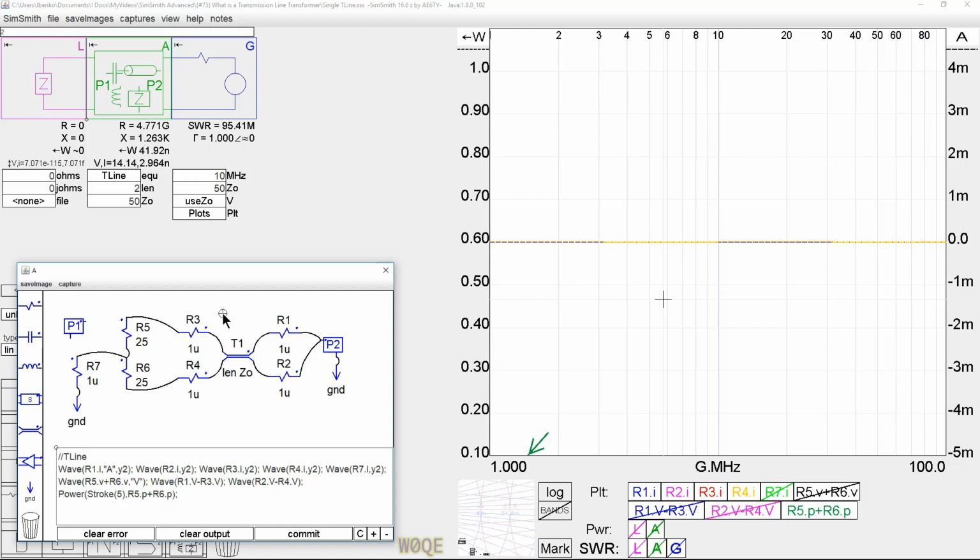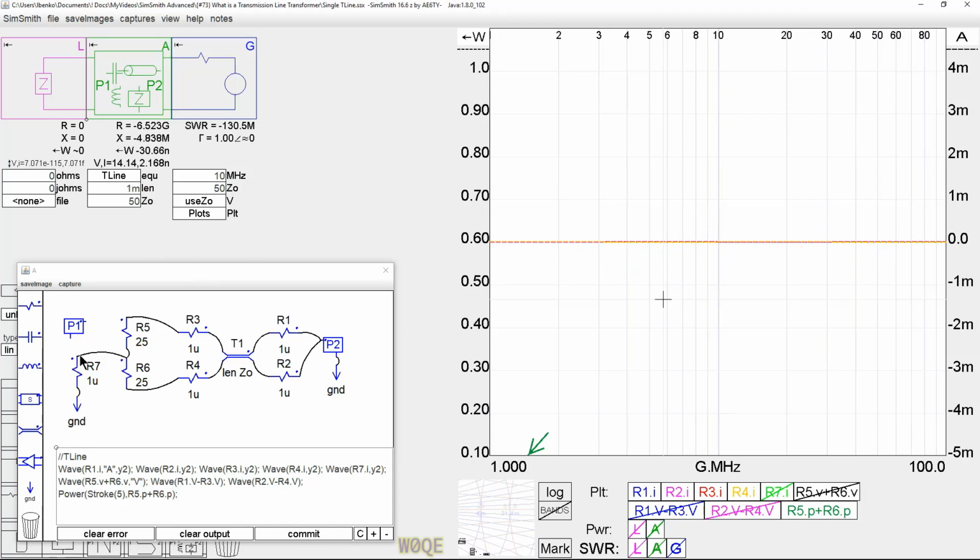And what we're going to do here now is take the length of the transmission line and drop it down. If we drop it down that low, we start to see some little current, but that's a femtofoot. Let's drop it down to, say, 0.001 feet. That's 1 millifoot. 1 millifoot is effectively 0.